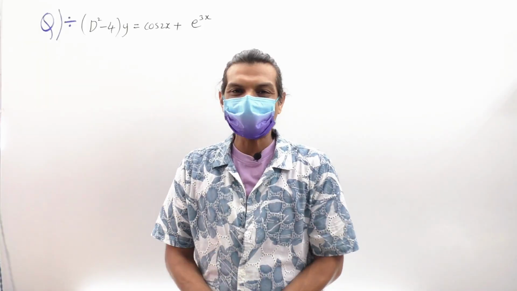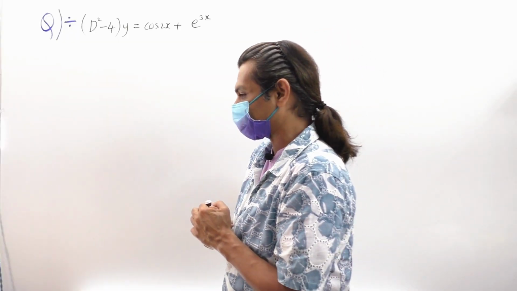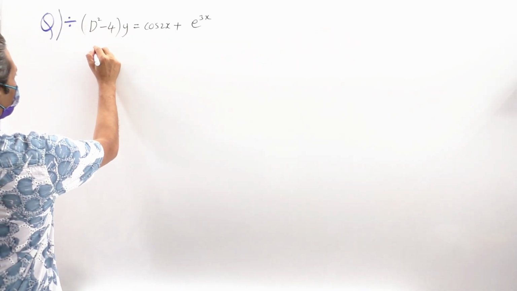I wanted to end today's session, but I want my students to be more and more perfect. So let's solve one more problem here which has been asked in the VTU examination paper. So we have d square minus 4, again an easy question.